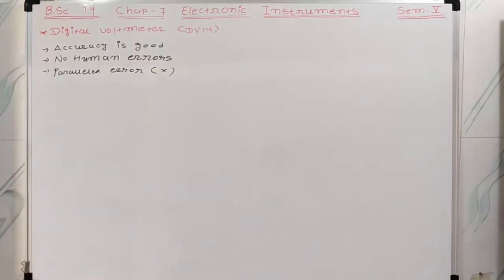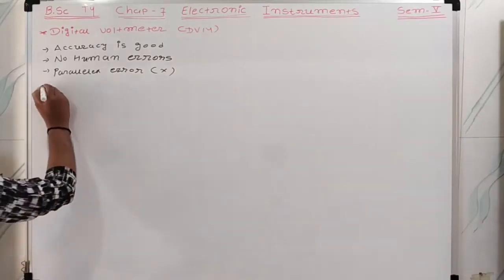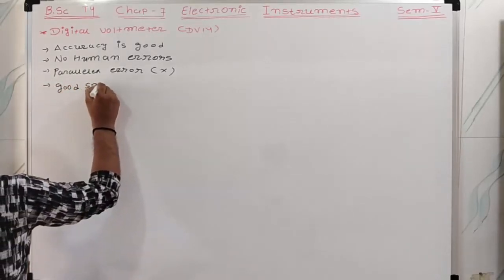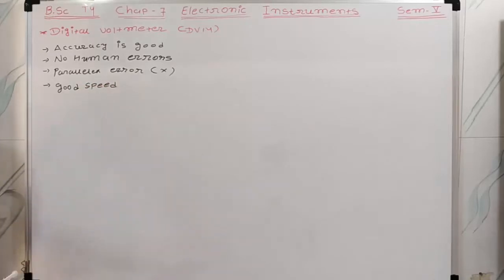So you can say these are the advantages of digital voltmeters, right? Or you can say one more thing, it has good speed. Speed પણ બહુ સારી હોય છે, right? So these are the advantages of digital voltmeter.